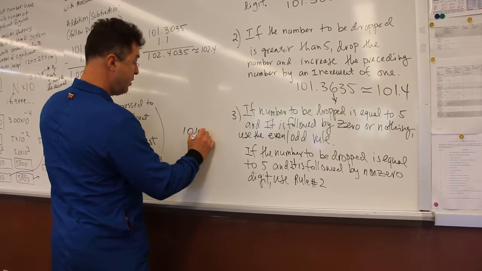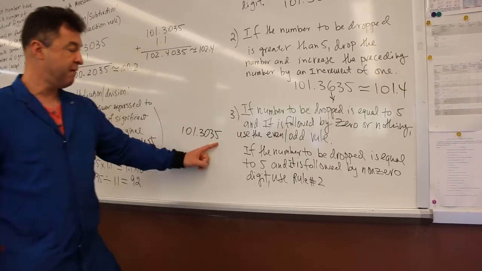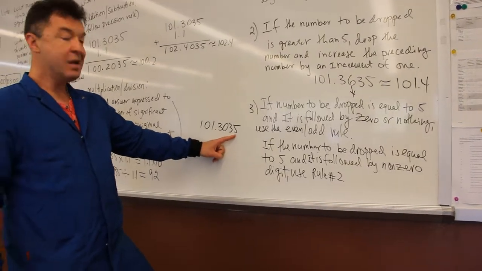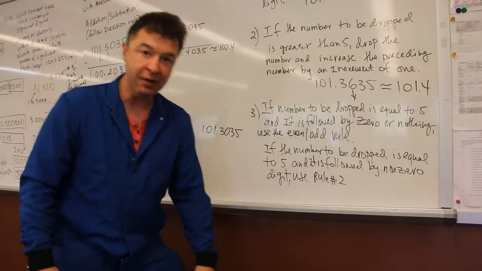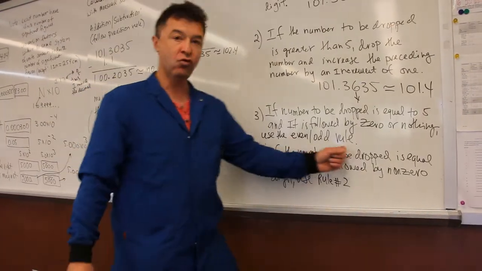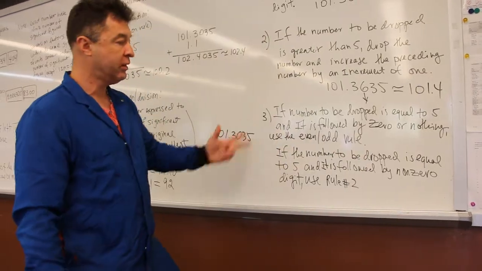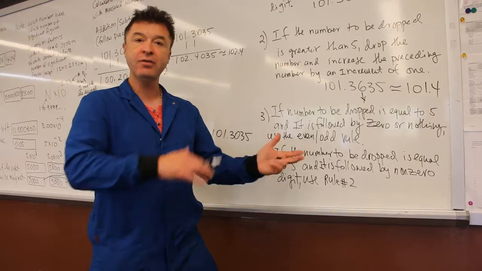101, let's say 3035. And as you can see, I got a 5 in here. Now, if the 5 is followed by 0 or nothing behind the 5, what you need to do now is apply what's called the even-odd rule. What does it mean, even-odd rule? I didn't explain it here fully, but I want you to remember just the terminology here, even-odd rule.